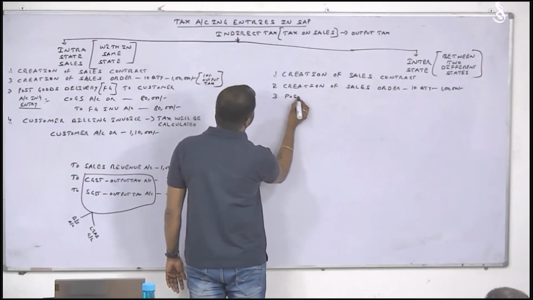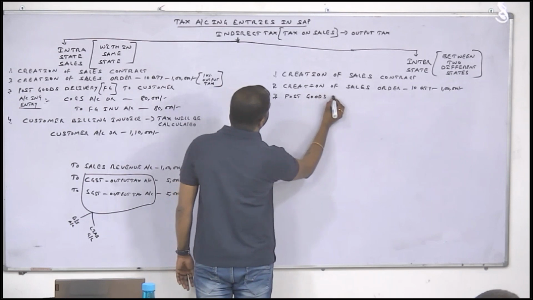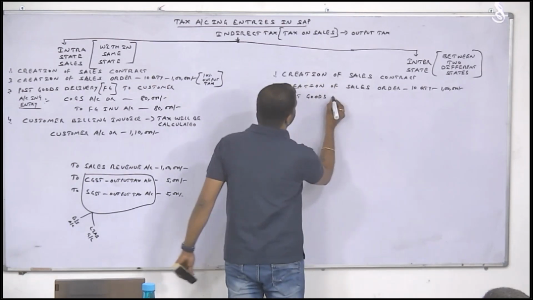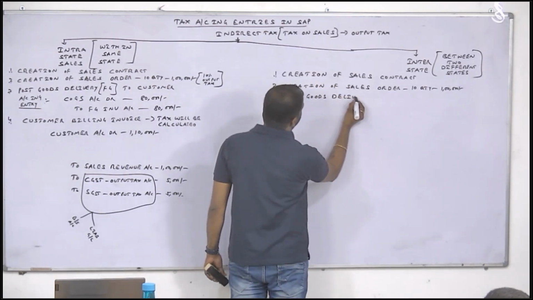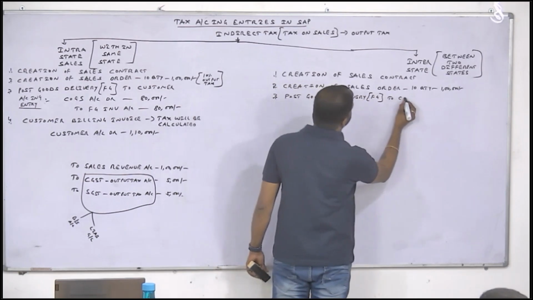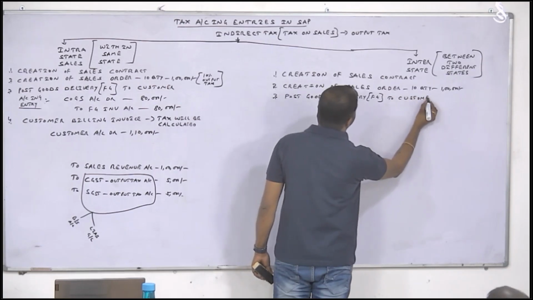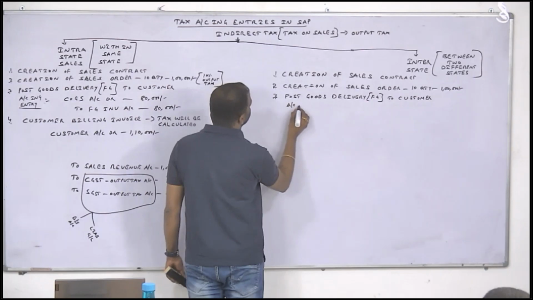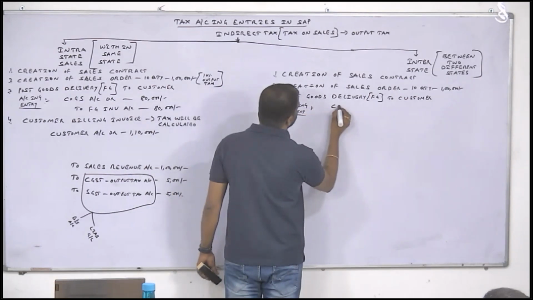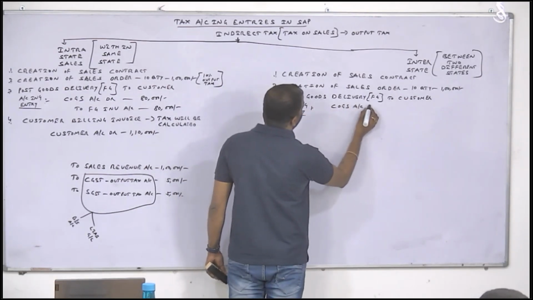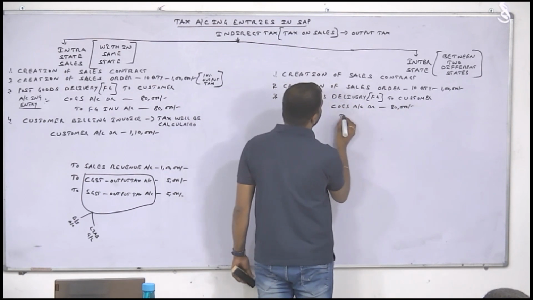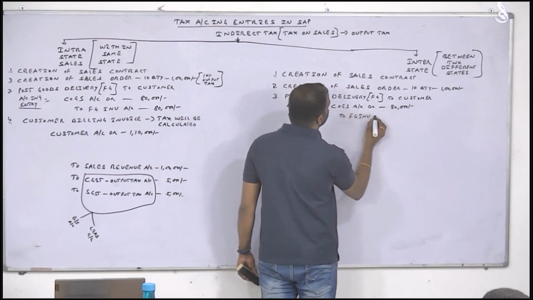Then post goods delivery. What is the accounting entry? Cost of goods sold account, COGS account debit. How much? 80,000. To finished goods inventory account.